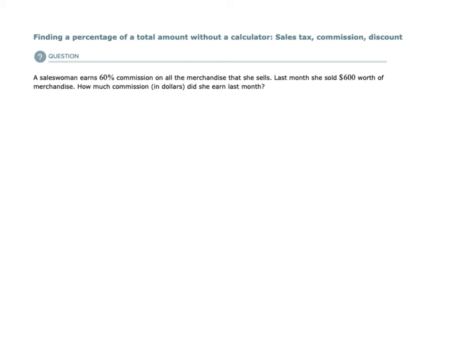All right, so now we're doing commission. Commission is how much money salespeople make. This saleswoman earns 60% commission. Man, she's making a killing on all the merchandise that she sells. Last month, she sold $600 worth of merchandise. How much commission did she earn last month? So I'm going to figure out what 60% of $600 is. So half of $600 would be $300. My answer should be around $300, a little bit more.